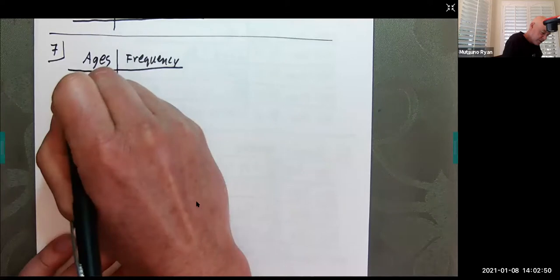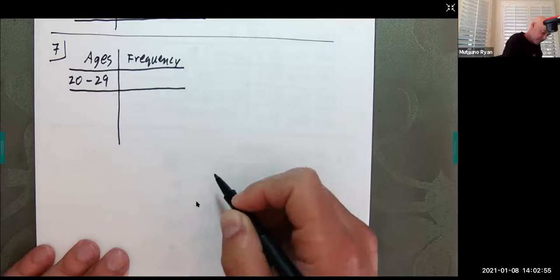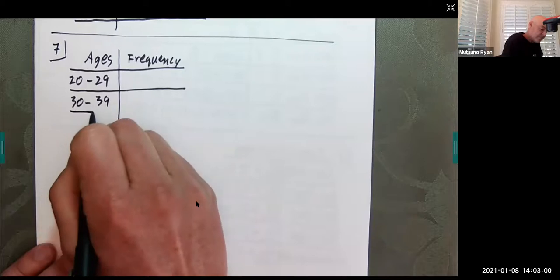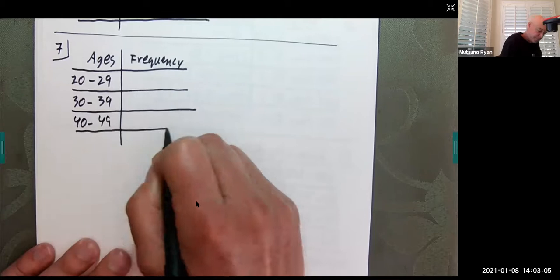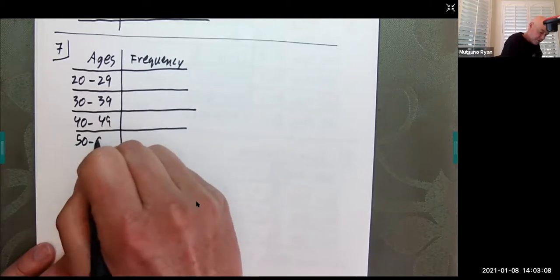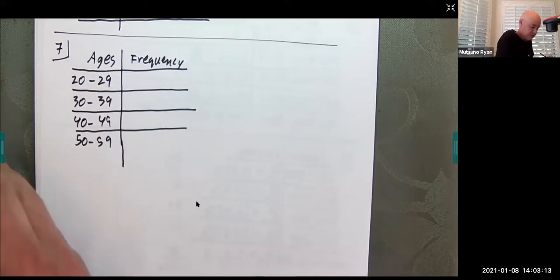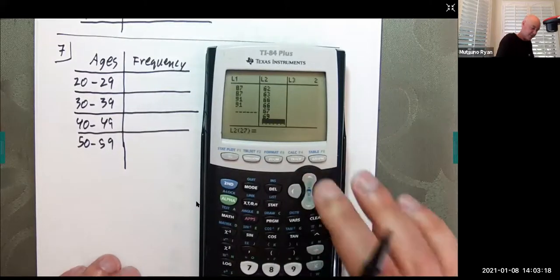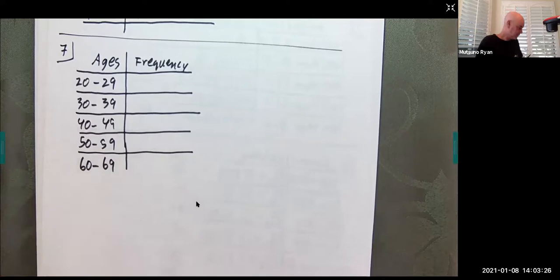So 20 to 29. They tell us the class width is 10. 30 to 39. 40 to 49. 50 to 59. And I'm looking at the data, and I can look here to see what the largest is. I think it only goes up to the 60s. So that'll be our last. And let's see what the frequency of that is.